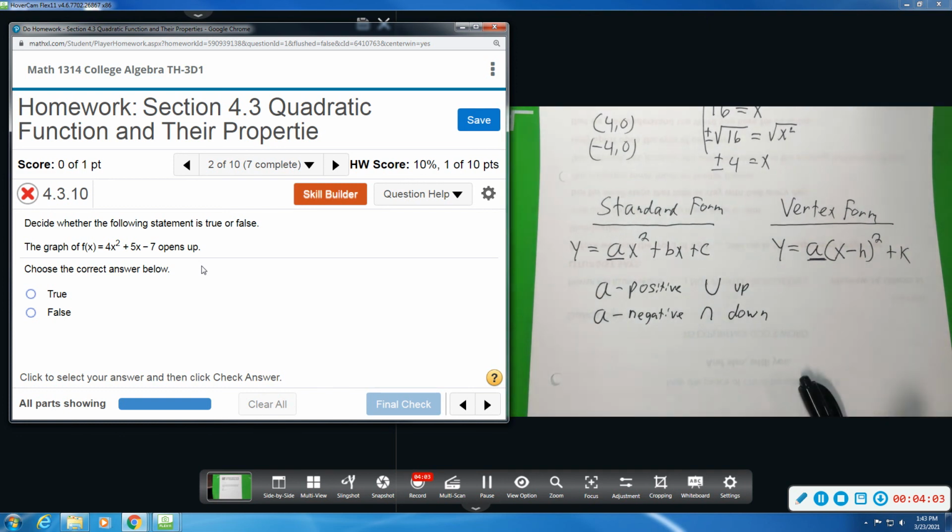So in this problem here, we have standard form. We have 4 out front, and it is positive, so this will open up. It says it opens up, so that is true.